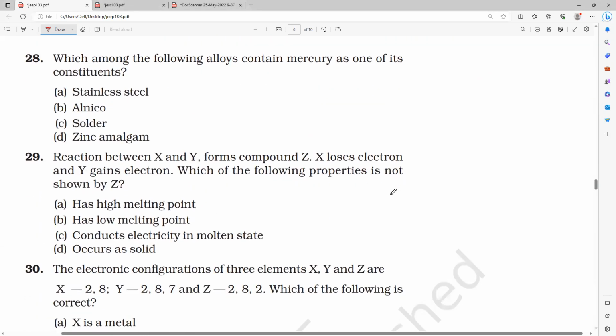Is it okay, guys? Next. Which among the following alloys contains mercury as one of its constituents? What is that? Amalgam. Zinc amalgam. Just now I said that. Clear, everybody? Please respond. All of you? Yes, sir. Please make sure.